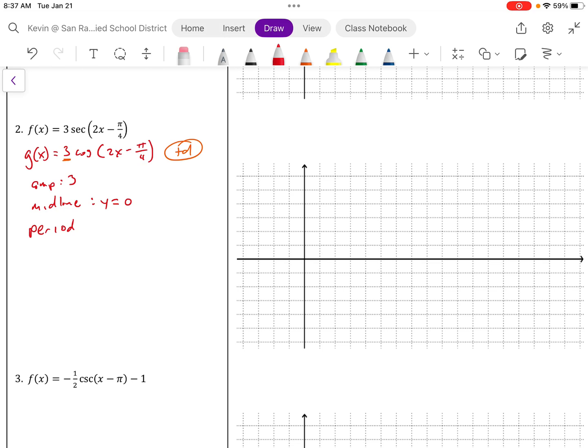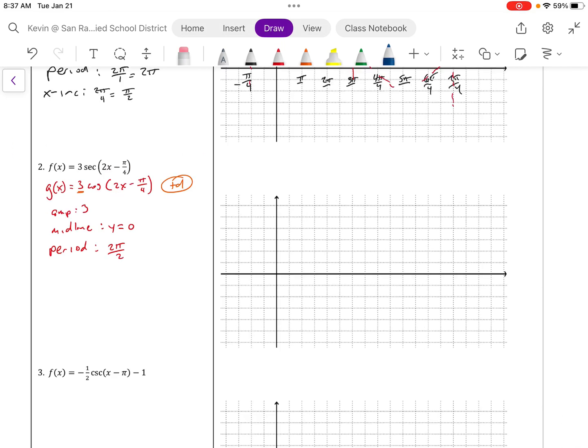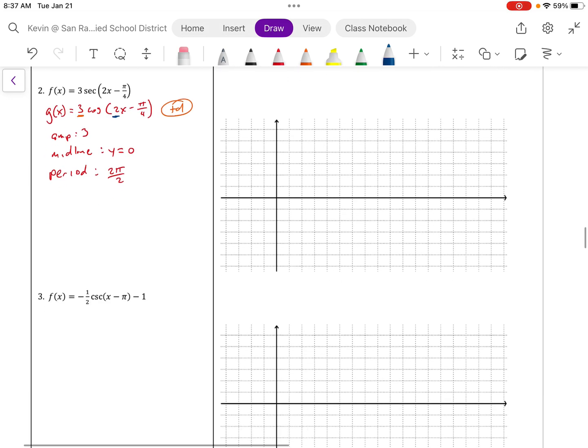So our period is going to be 2 pi over 2, because again, that's this value here. So it's 2 pi divided by 2, that's our b. So that means our period is pi. That means our x increments, so how far we go before our graph changes its direction, is going to be pi over 4, because it's always whatever the period is divided by 4.